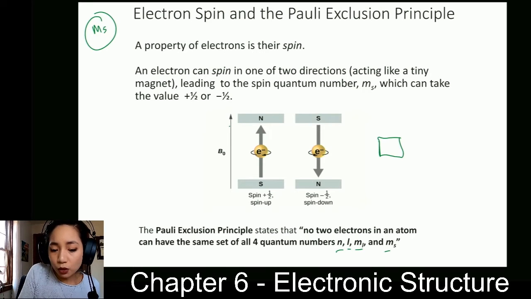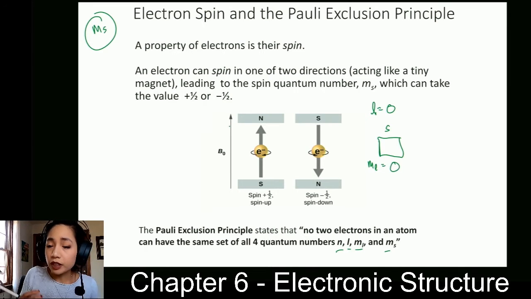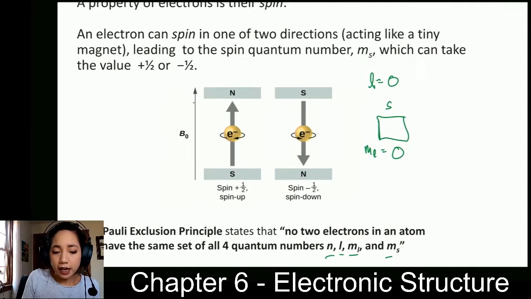Let's say we have an s orbital, right? So this would be an l equals 0. The only possible ml value for an s orbital is 0. So there's just one orbital within an s subshell. I already said that we can put 2 electrons in each of these orbitals. In order to put 2 electrons in those orbitals, those 2 electrons will share the same n, l, and ml values. Let's just say this is n equals 1. All right, so if we put 2 electrons in this box, they will share the same 3 quantum numbers.